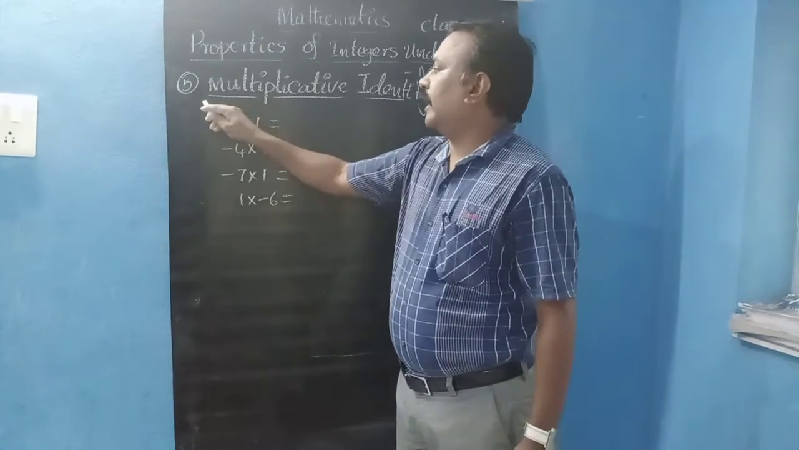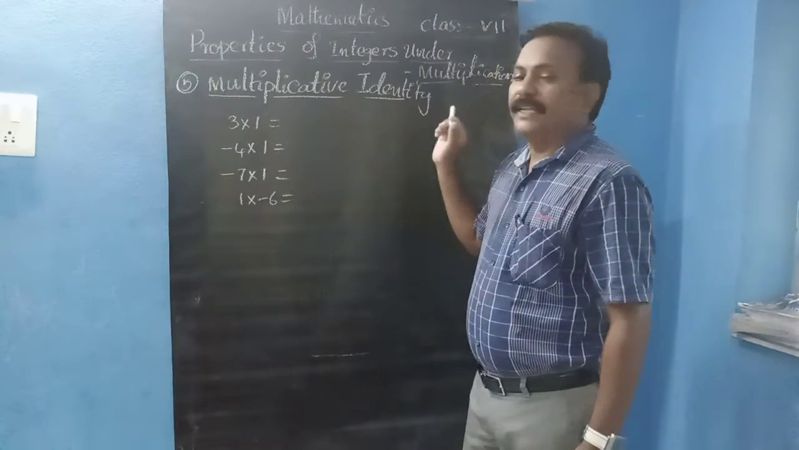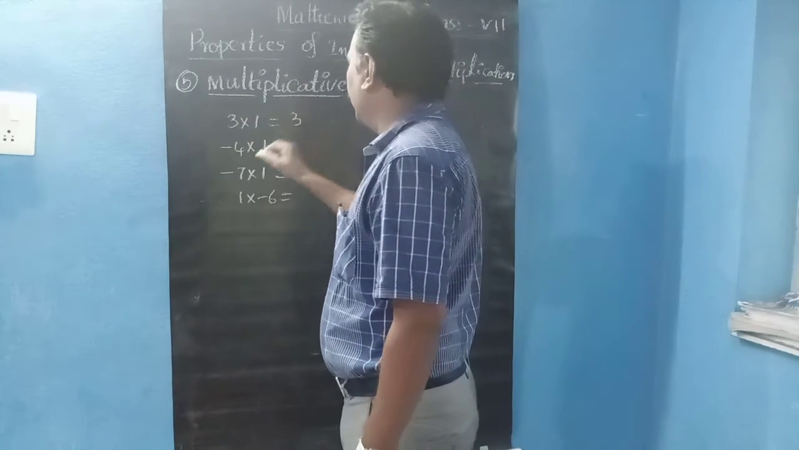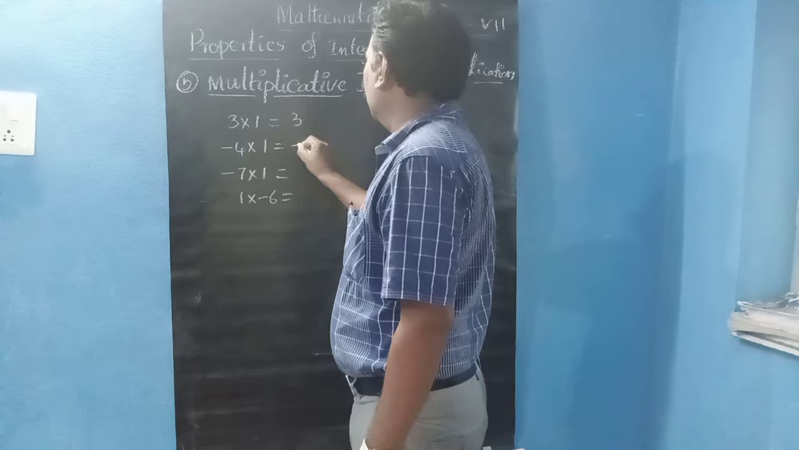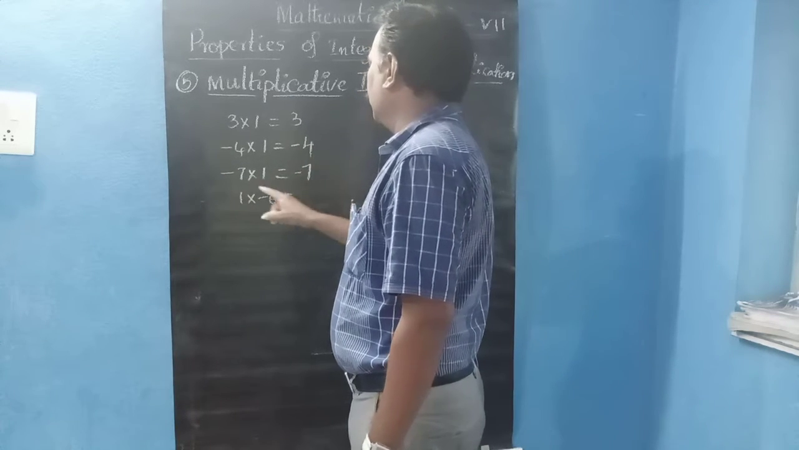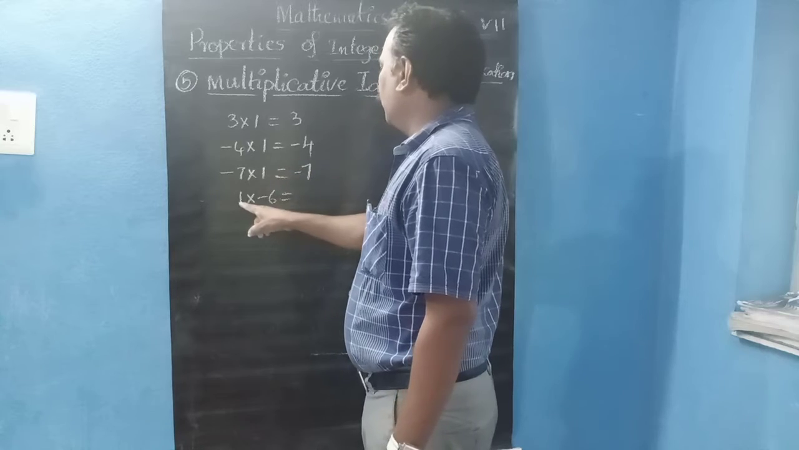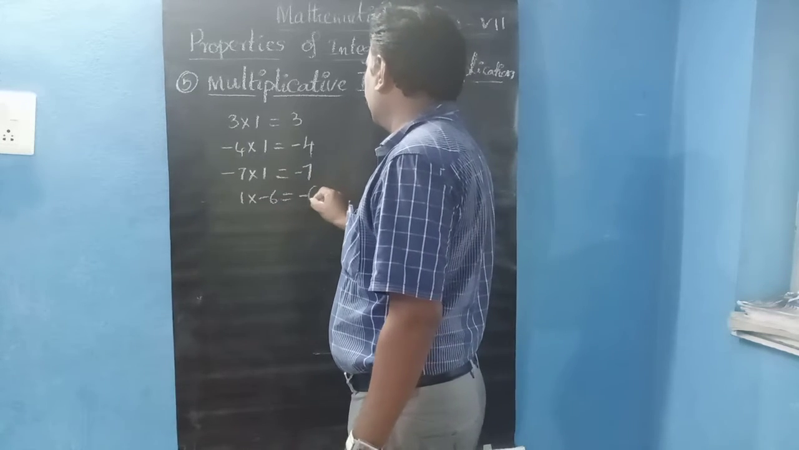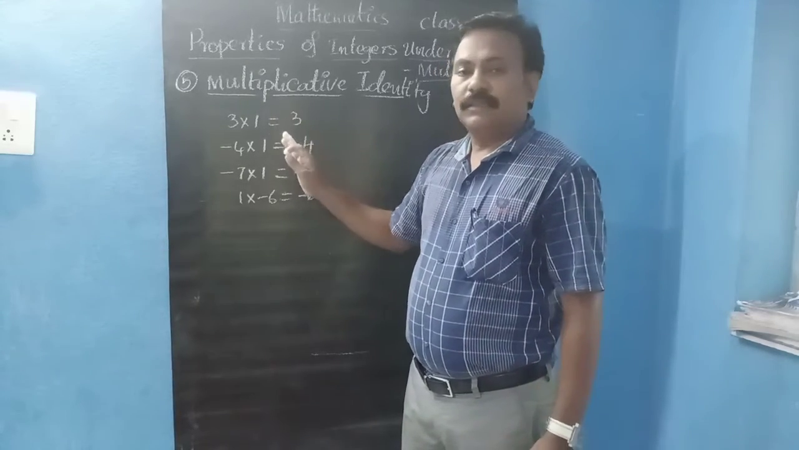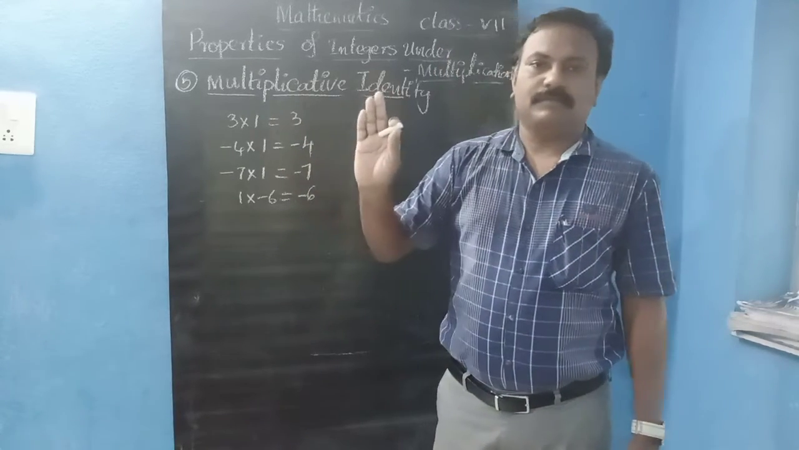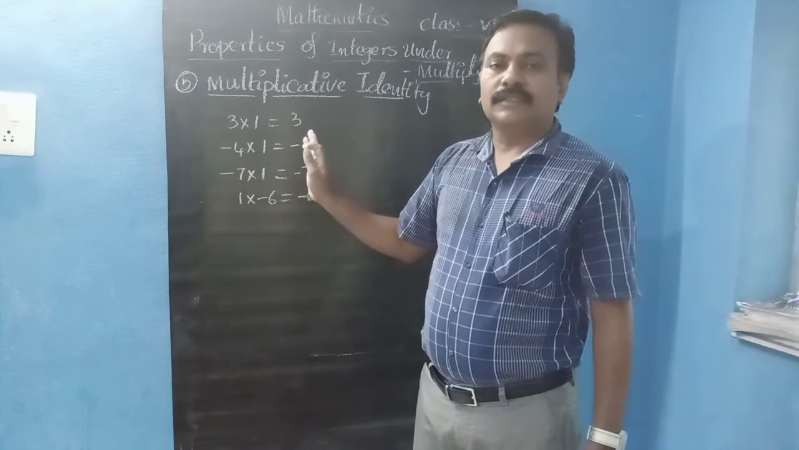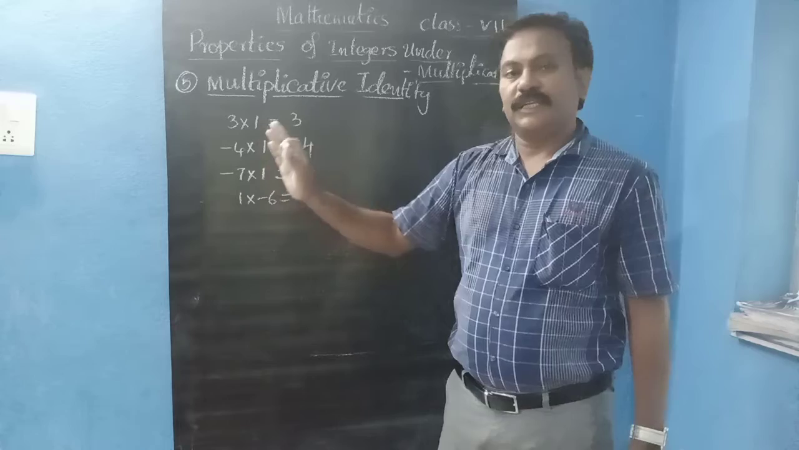So the fifth property, multiplicative identity. 3 into 1, 3. Minus 4 into 1, minus 4. Minus 7 into 1, minus 7. Minus into plus, minus. 1 into minus 6, minus 6. Understand or not? If you multiply any integer with 1, the integer does not change, the same integer will come.